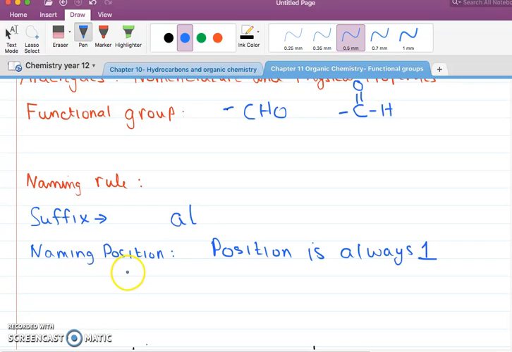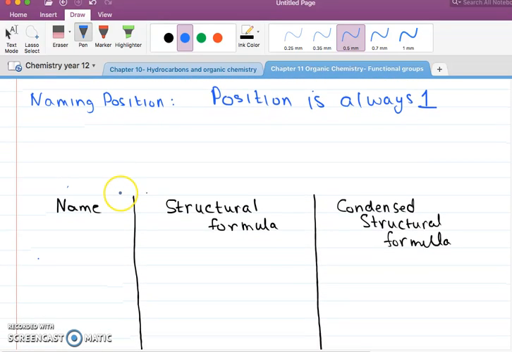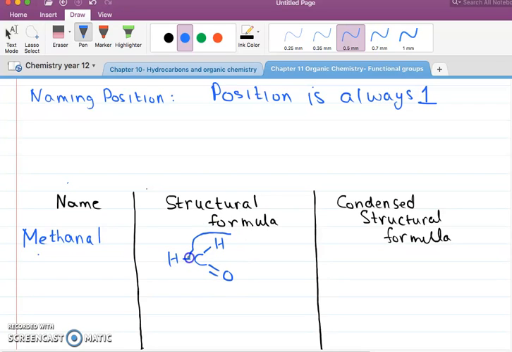Moving on. So let's do the names and the structural formula for a few aldehydes. The first one is methanal. So instead of -ol, it's an -al. We did alcohols before this. This is your aldehyde group, this is your functional group, and the condensed structural formula is HCHO.